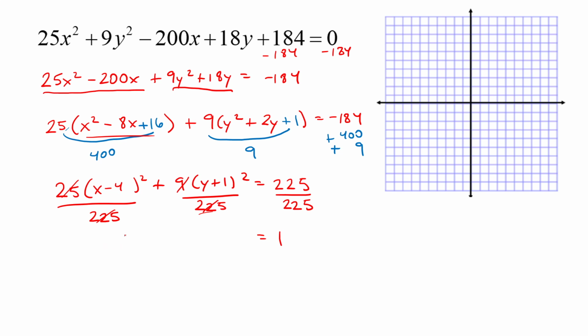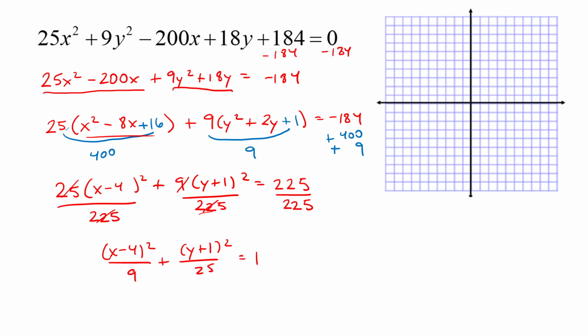And so you will end up with, let me give myself some room, x minus 4 squared over 9 plus y plus 1 squared over 25 equals 1. Now we are done converting it into general form. You still need to graph it.